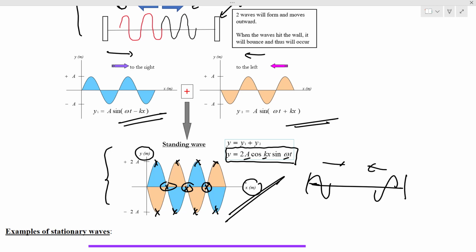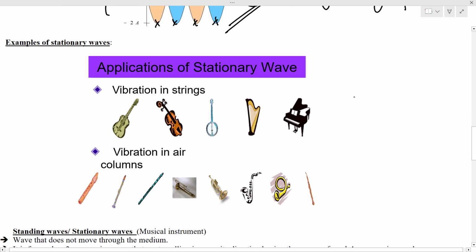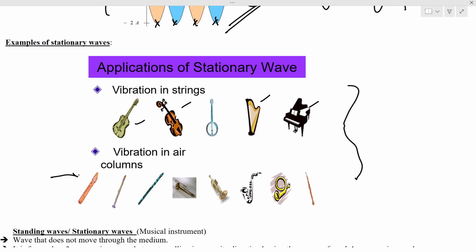Di manakah kita tengok stationary wave ni? Kita tengok stationary wave ni selalunya dekat alatan-alatan music. Okay, musical instrument such as violin, gitar, ukulele, piano. Okay, dekat kita punya pipe pun boleh juga berlaku. Ada dua, open and closed pipe. Kita akan tengok application ini di dalam kita punya next subtopic.